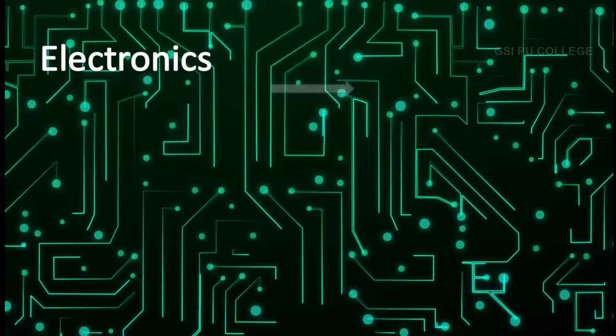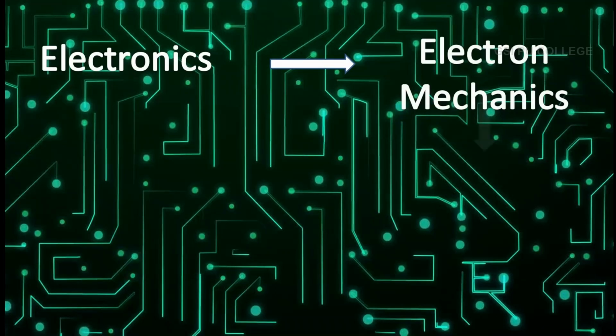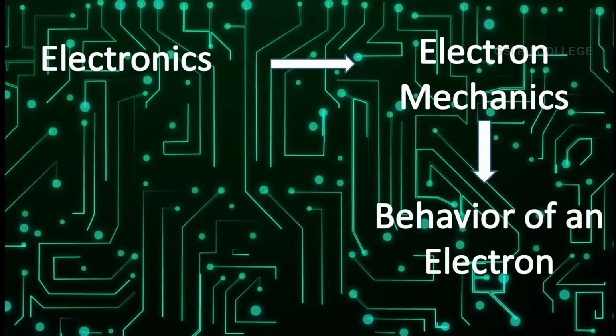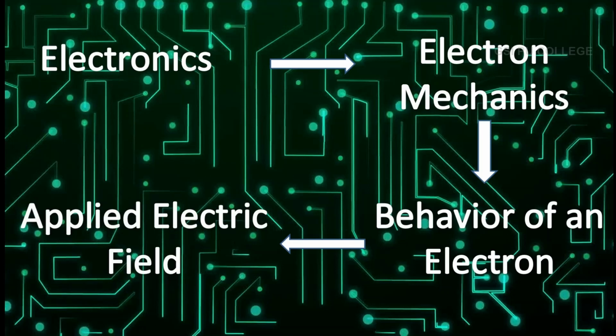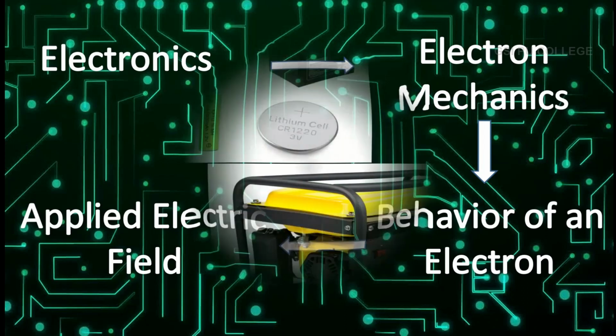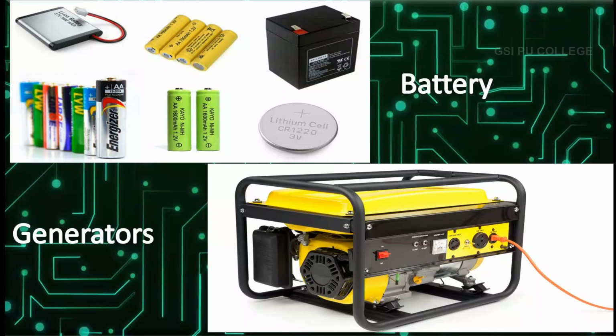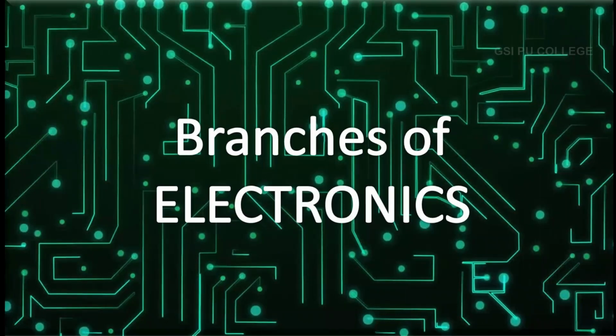Electronics is derived from the word electron mechanics, which means study of the behavior of an electron under different conditions of applied electric field. The device which controls the flow of electrons is called an electronic device. These devices are the main building blocks of electronic circuits. The motion of electrons through a conductor gives us electric current. This electric current can be produced with the help of batteries and generators. Electronics has various branches which include digital electronics, analog electronics, microelectronics, and nanoelectronics.